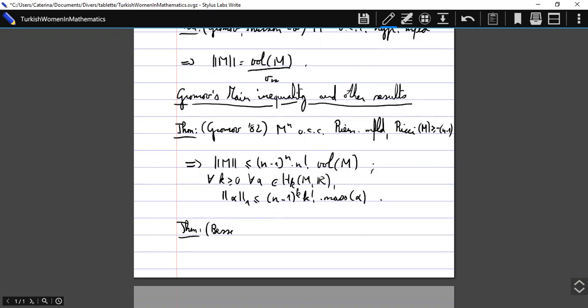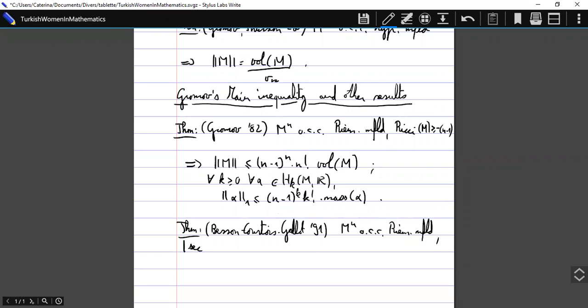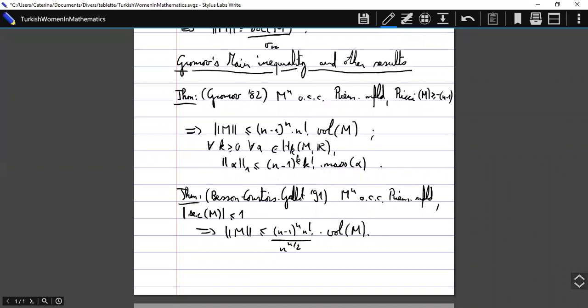So the first one is by Besson, Courtois, and Gallot from '91. So the hypotheses are similar. Now they assume something a little bit stronger, that the sectional curvature of M is between -1 and 1. And then they get a better constant. So the simplicial volume of M is bounded above by (n minus 1) to the n factorial over n to the n over 2 times the volume. Okay, so by this slightly stronger condition on the curvature, they improve a lot on the constant in this inequality.